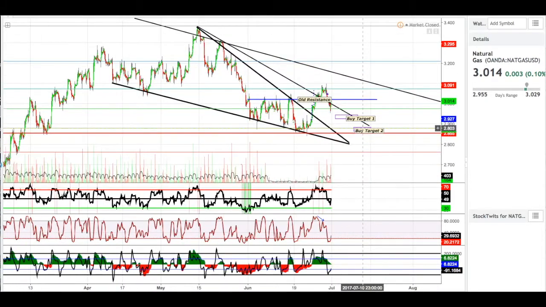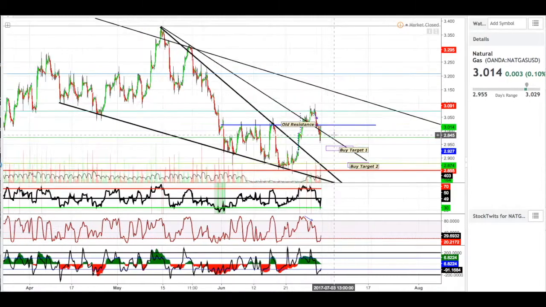Now, what I like to see sometimes in descending wedges is for price to break out of this wedge and then come back down to retouch it, try to get back into the pattern and get rejected or supported here at this level. And I think that this might be the case for natural gas here in the coming days and maybe next 2 weeks, is that we might move a little bit lower, and that's why I have these 2 buy targets right here.